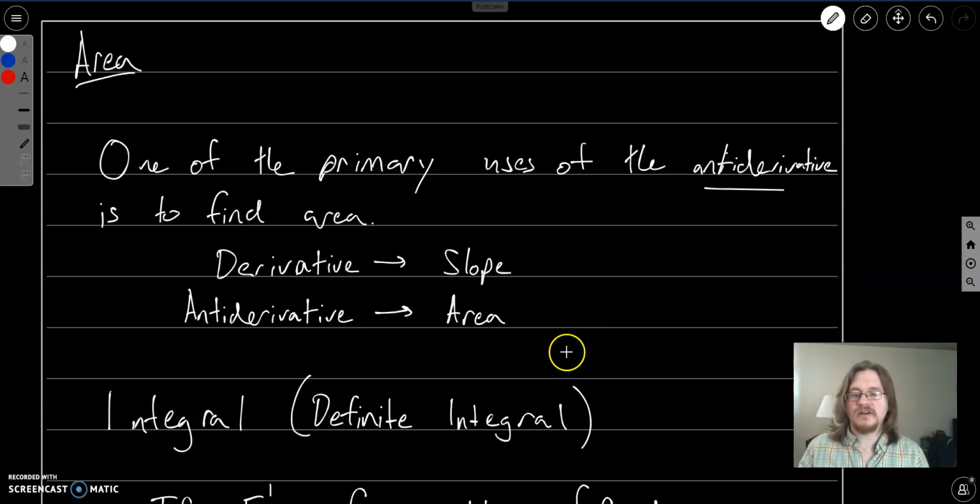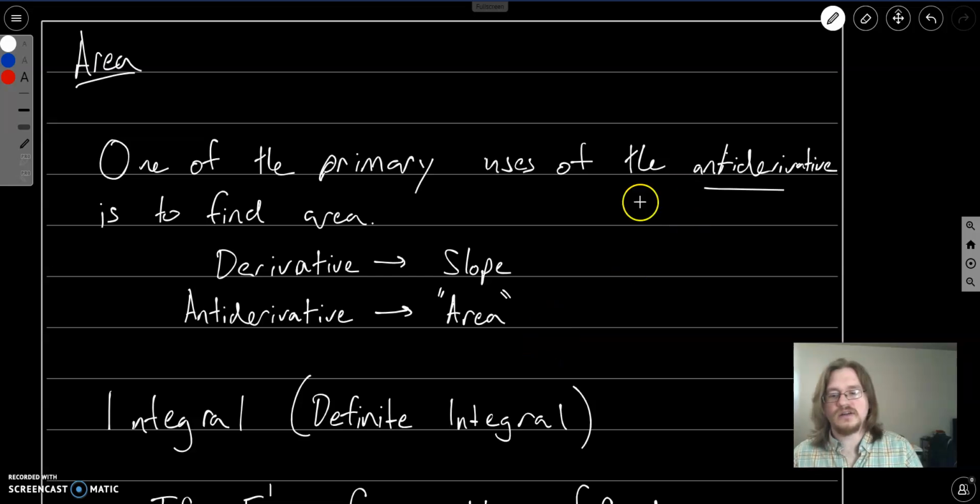But if we're just given a function and we take the antiderivative, does it have a meaning? And it does. But I do want to put this in quotations because it's not exactly the area. I'll be a little bit more specific in a little bit. But we'll do some examples first, and I'll show you why we can think of it as the area, and then what kind of goes wrong.